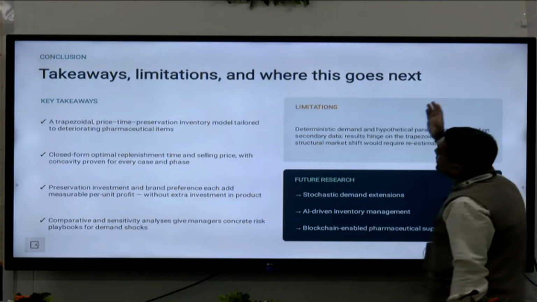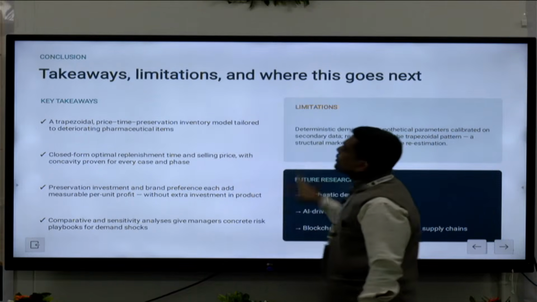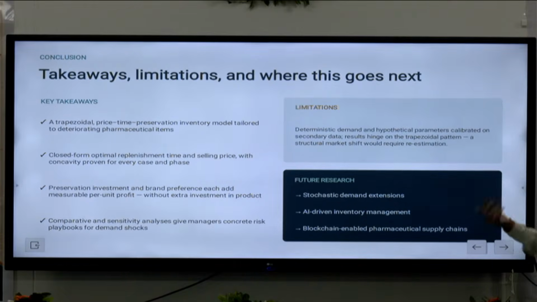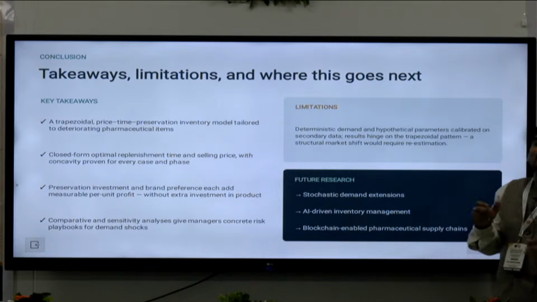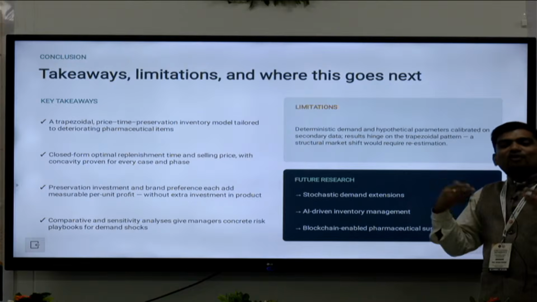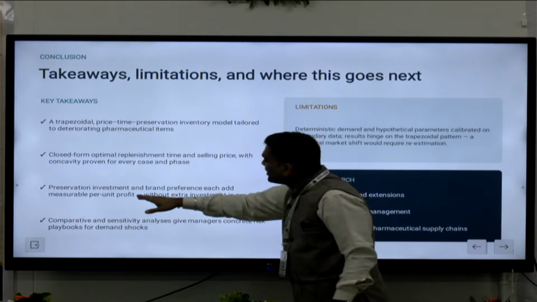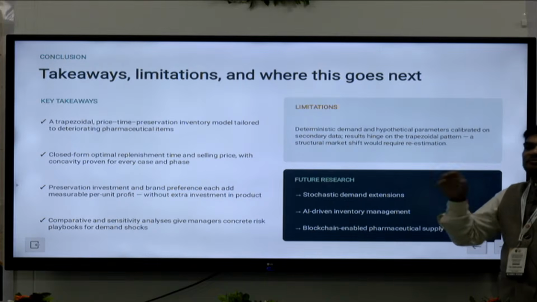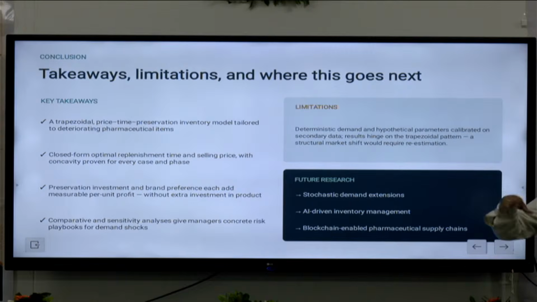The limitation of the study is that it depends on particular assumptions. With trapezoidal demand and preservative technology, if something changes, like if I apply a stochastic approach, then the result will be different because it is a probabilistic model. If it is a closed form of the optimal replenishment time period, and we have an online strategy or an online platform, then the strategy should be changed. The preservative technology plays a very important role, but I assumed that it sometimes exists and sometimes does not exist. In future, the assumption can be changed.